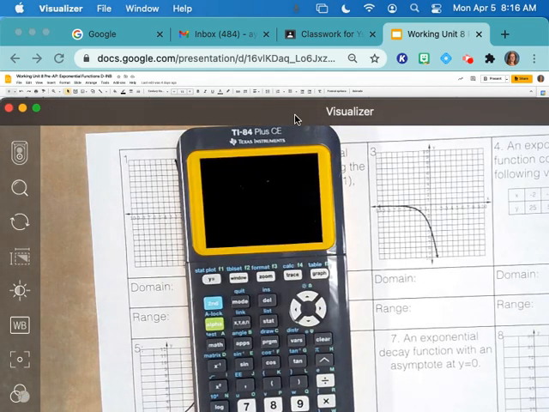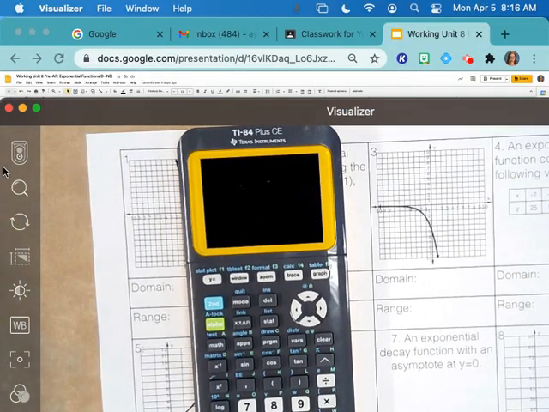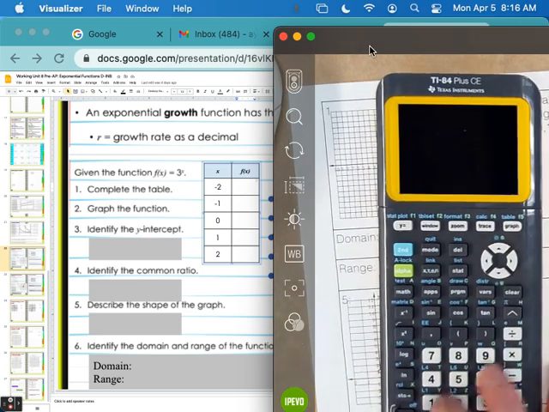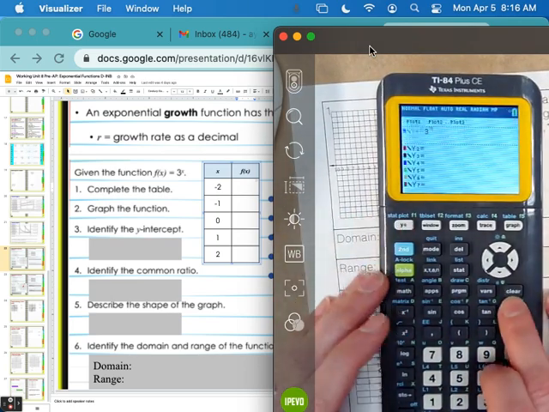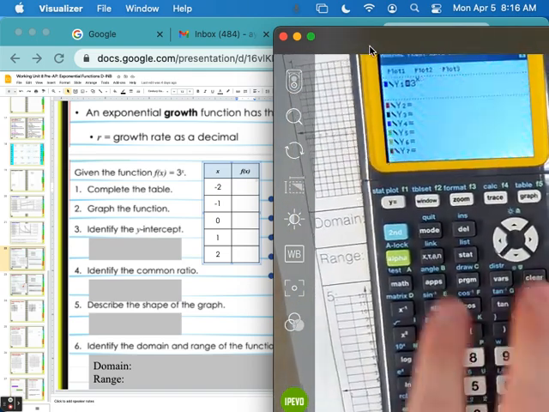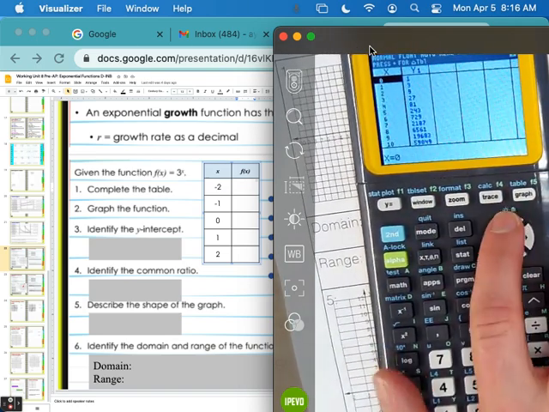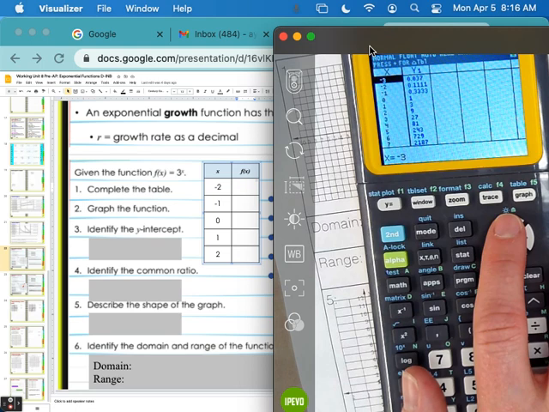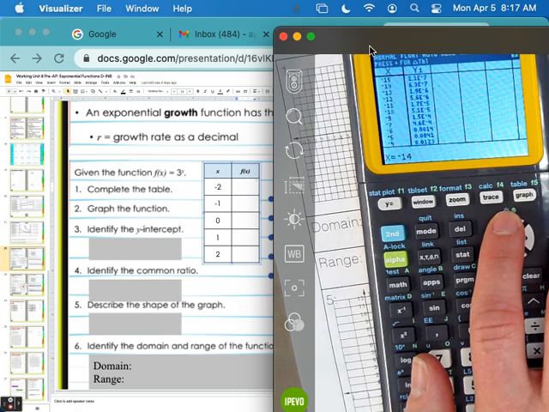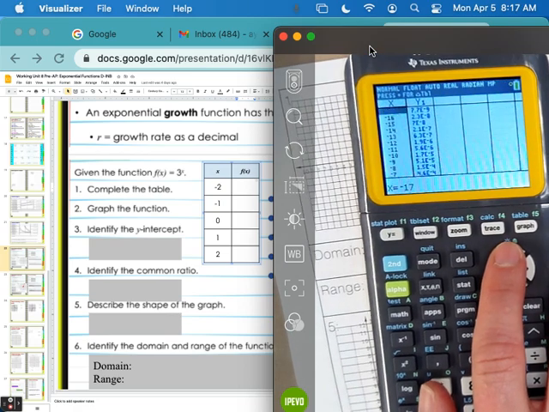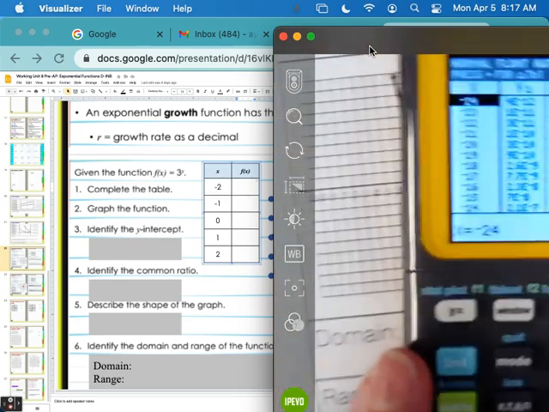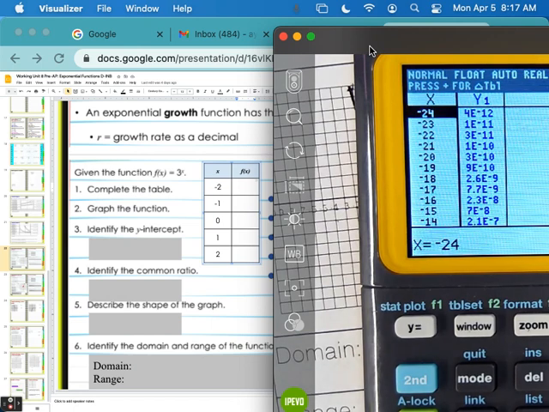So Y equals 3 raised to the X value. And then look at our table of values. What do you notice about the Y values? They're decimal. Do they ever equal a negative? No. But what do they do? Do you know what these numbers represent? You told us that. Scientific notation, right?